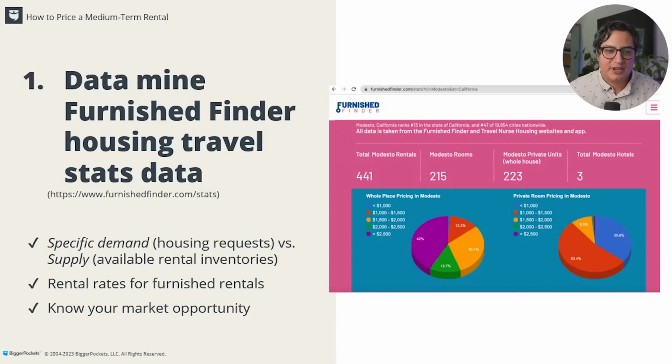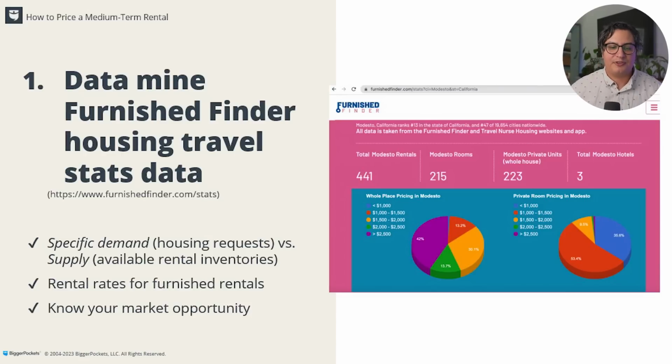That is furnishfinder.com/stats. There's going to be some really important information that you're going to want to look at on this specific page. We're taking Modesto and breaking this down for you guys specifically. In this search, there were 215 rooms available, and those rooms can be a combination of private rooms or even hotels. If you look at the data here, it shows there are 223 entire whole homes.